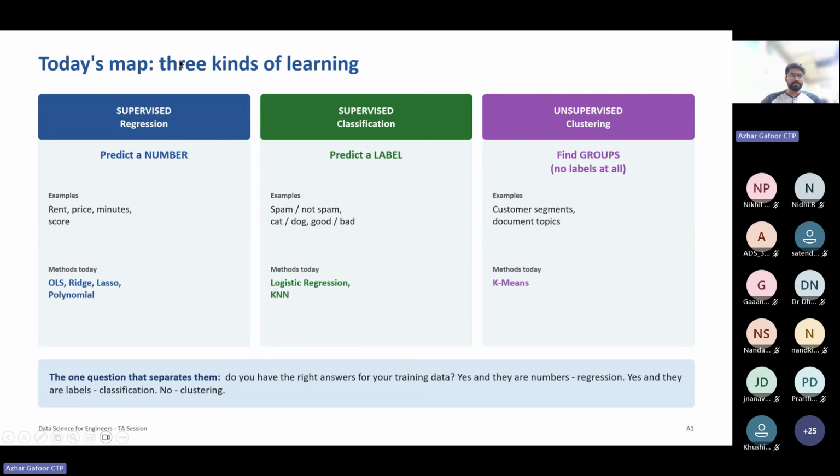So we have three kinds of learning in a broad manner. The first one is supervised regression. It's like predicting a number. Examples are rent or the price, or how many minutes to complete a job, or the score in a match. All of those come under supervised regression tasks. These are the popular methods: ordinary least squares, ridge and lasso regression, and polynomial regression.